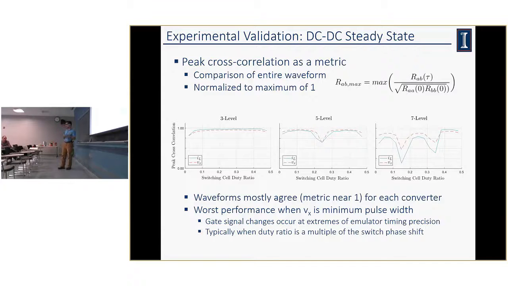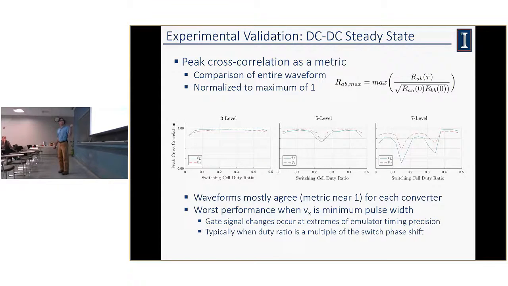Cross-correlation was also considered as a metric. One of the motivations behind using this was that it considers the entire waveform in the calculation. And so I show that we use a normalized cross-correlation, that is the cross-correlation of the simulated and experimental waveforms normalized to the autocorrelation of each, so that at peak cross-correlation, we would have a maximum of 1 if the signals were identical.